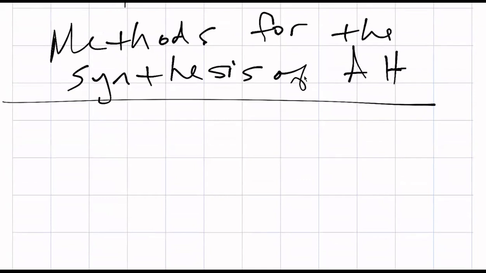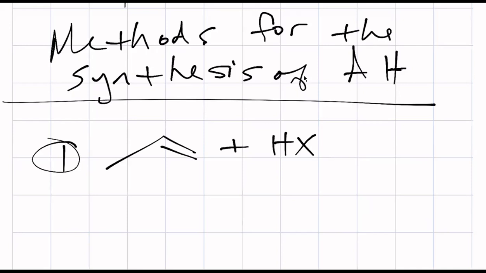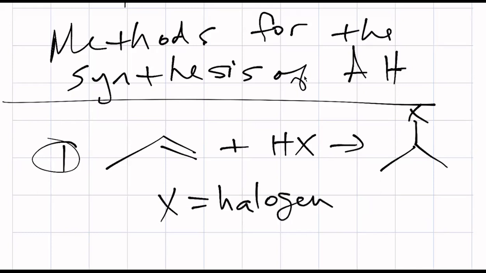All right. So one way you've already learned, right? If you take an alkene plus an acid like HCl, HI, HBr, where X is a halogen, you react that with an alkene, you get an alkyl halide as the product.